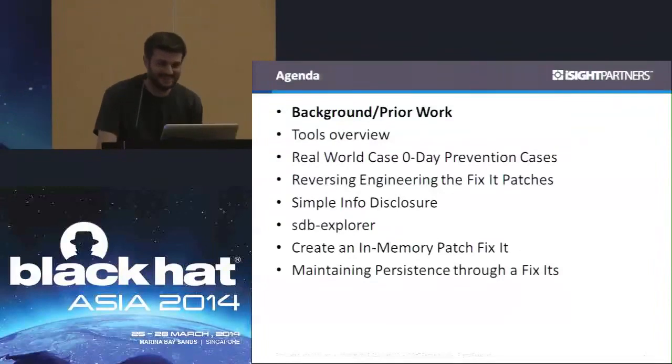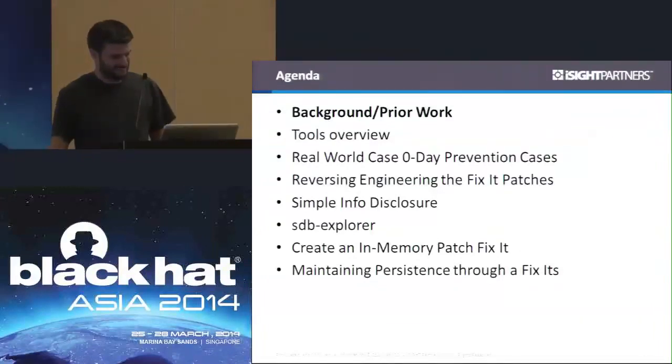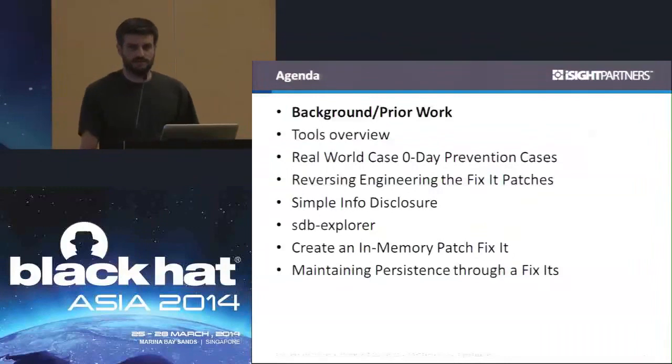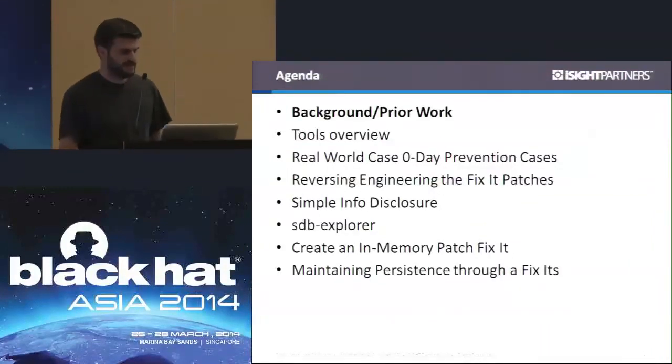And this is what we're talking about today. We're going to talk about some tools that you can use to look at these fix-it patches, some real-world cases where Microsoft has utilized these fixes to prevent exploitation, how I went about reverse engineering this fix-it file format, a simple information disclosure bug you might want to say that I found while doing this, SDB Explorer, which is the tool I wrote during this research, and how you can go about creating your own in-memory patch fix-its, and how you can use that to maintain persistence.